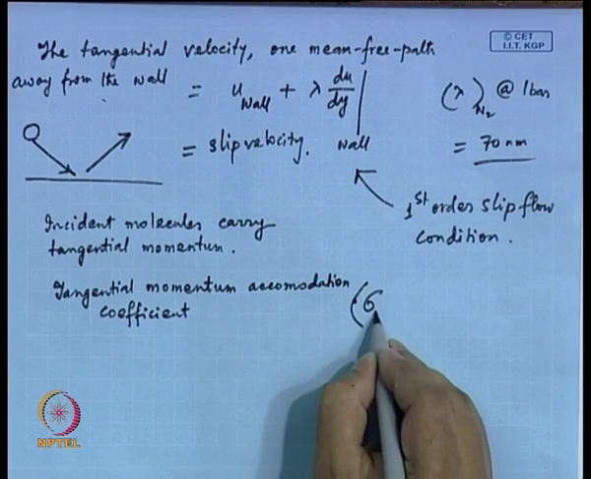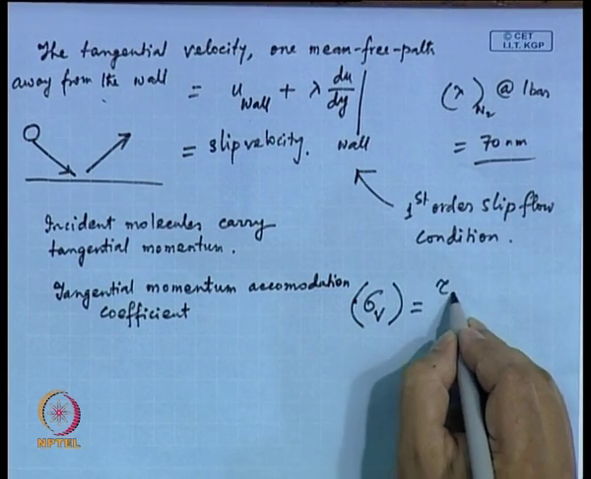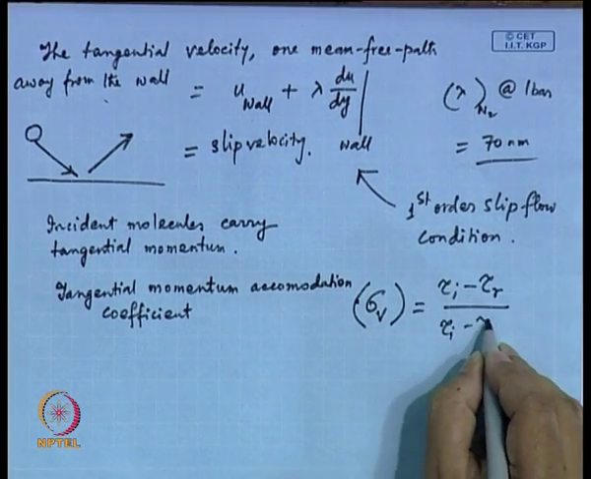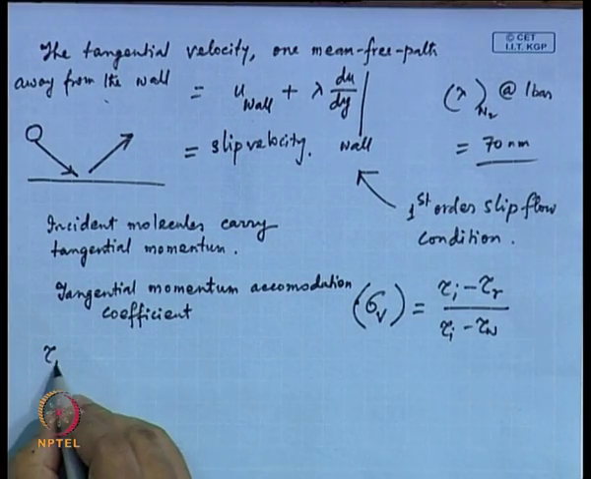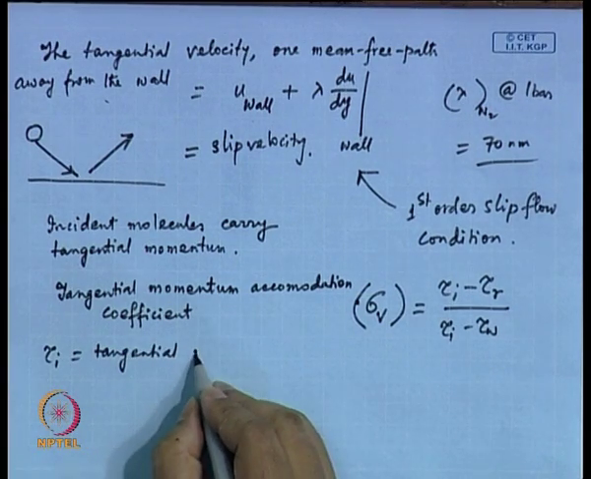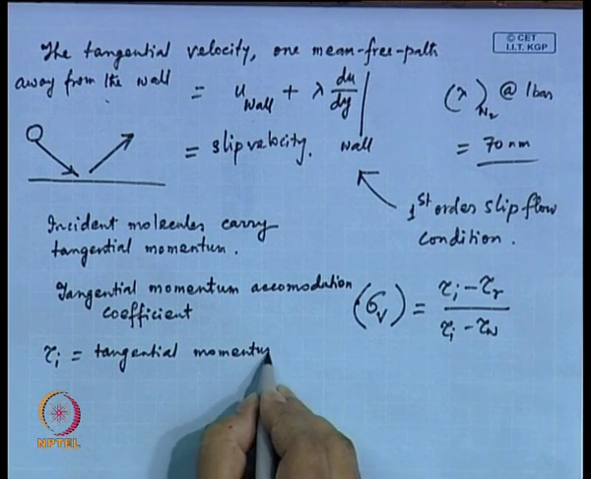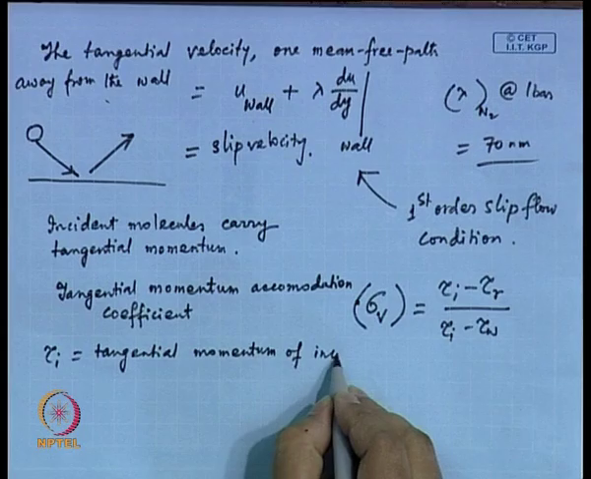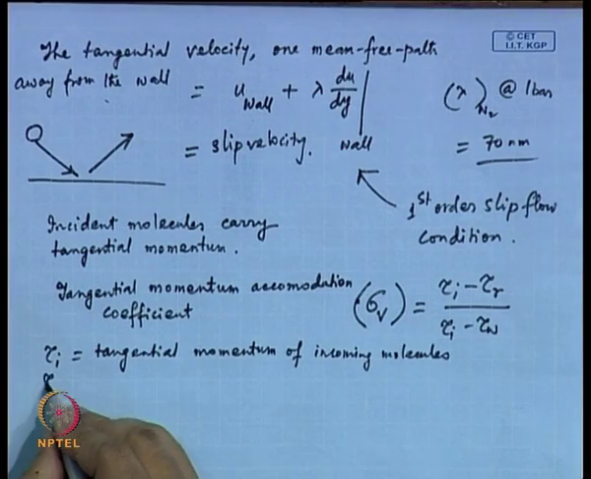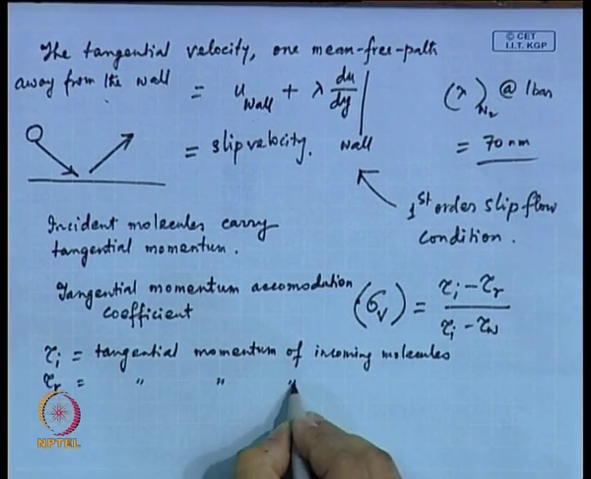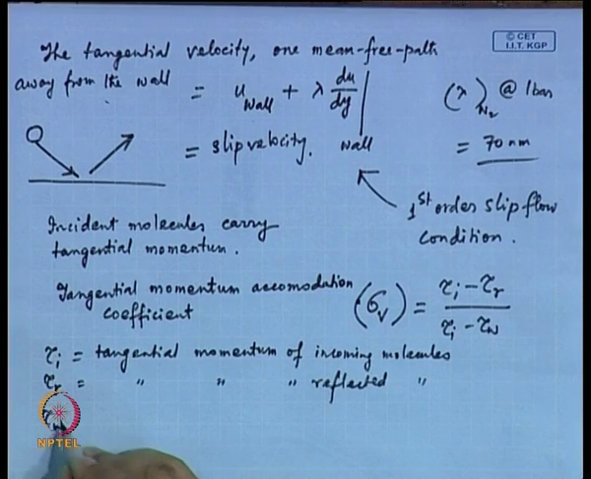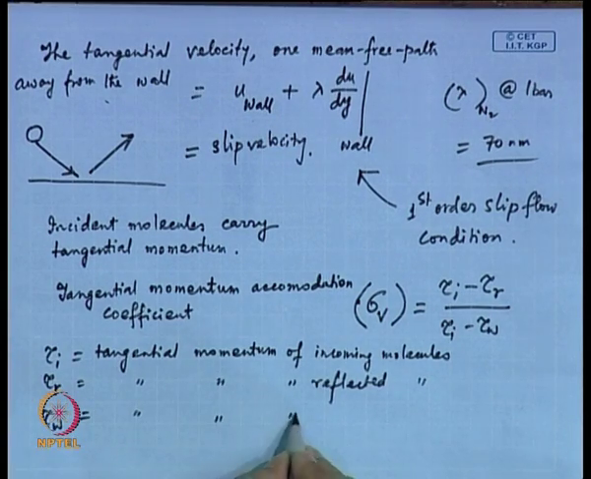This is given as sigma v, which is equal to tau I minus tau r divided by tau I minus tau w. What are these taus? Tau I is the tangential momentum of incoming molecules, tau r is the tangential momentum of reflected molecules, and tau w is the tangential momentum of the wall.